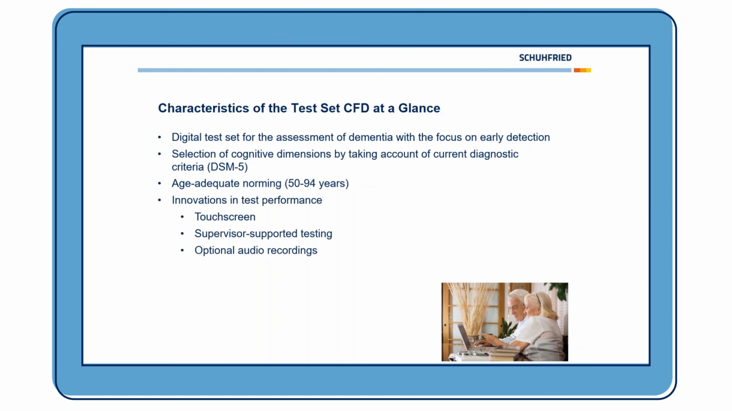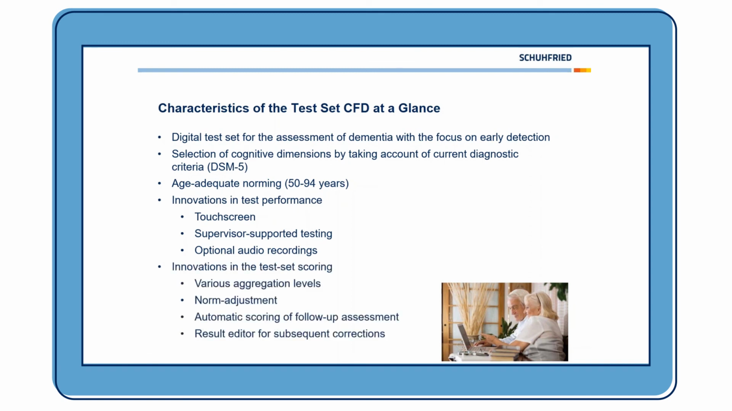There are a lot of innovations in the test application, like touchscreen testing, supervisor-supported testing, and optional audio recordings. And we also have a lot of innovations in the test set scoring, like the indices on various aggregation levels, the norm adjustment, the automatic scoring, a follow-up assessment, and the evaluation of whether there has been a significant change with the reliable change indices, and the result editor for subsequent corrections.